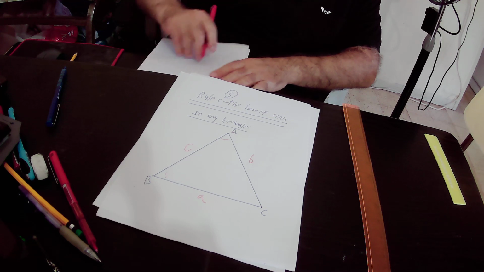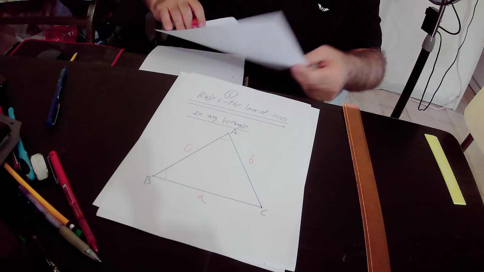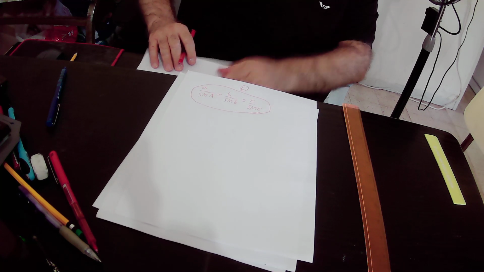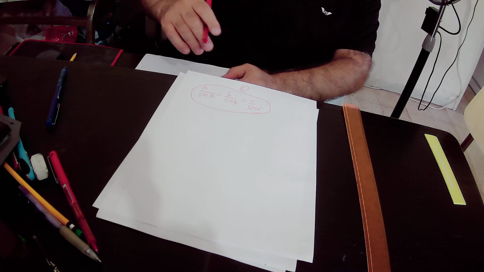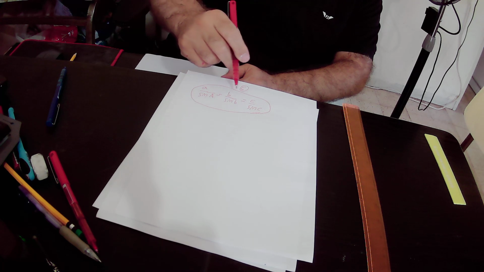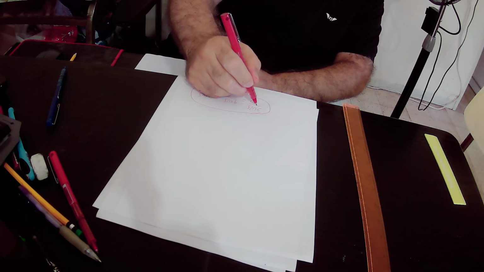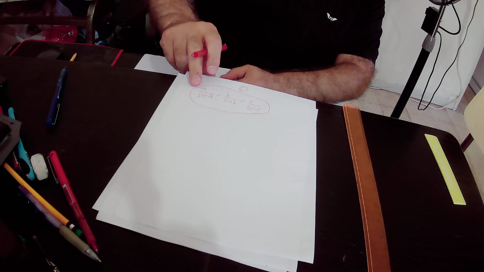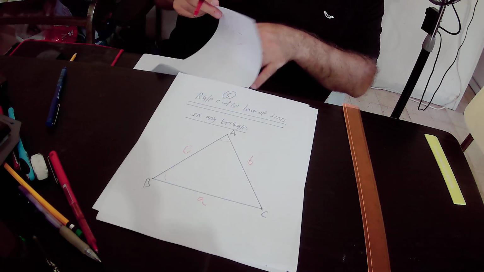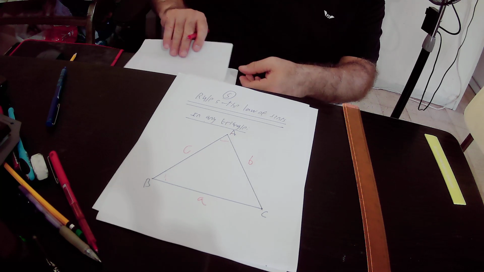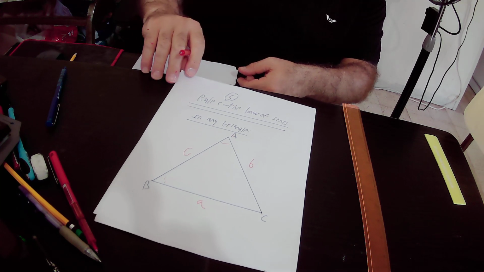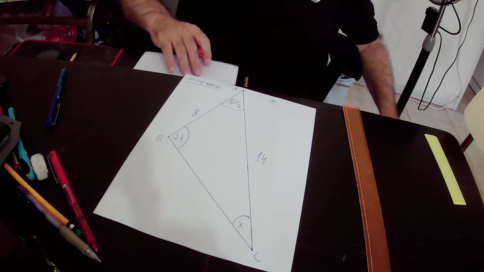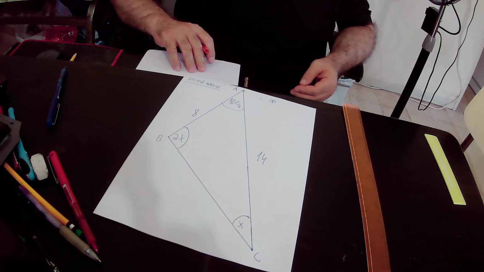Again, we can implement this formula in any triangle. The law of sines states that a over sine A equals b over sine B equals c over sine C. Okay, so we actually can implement the law of sines in our triangle ABC, according to the law of sines.